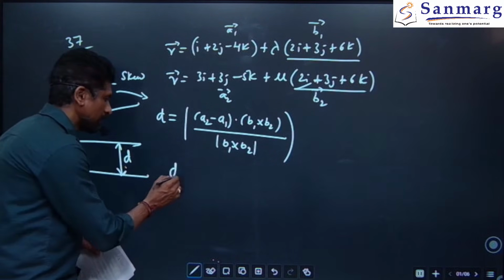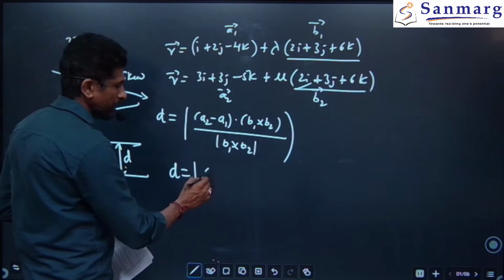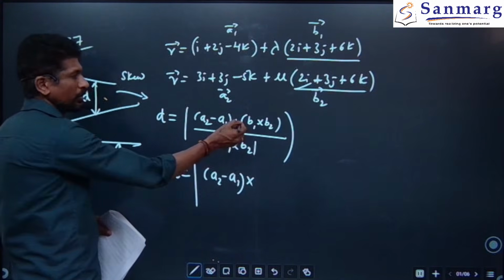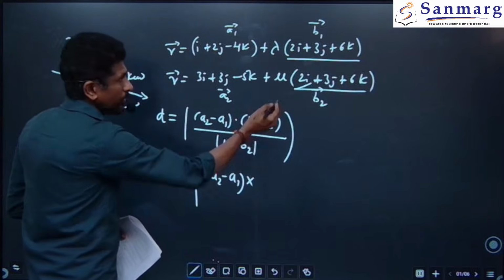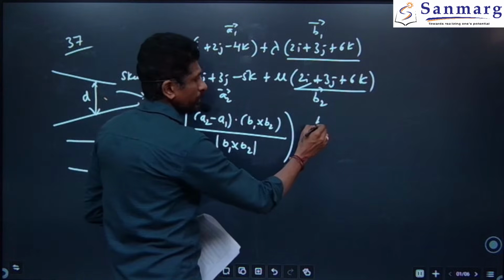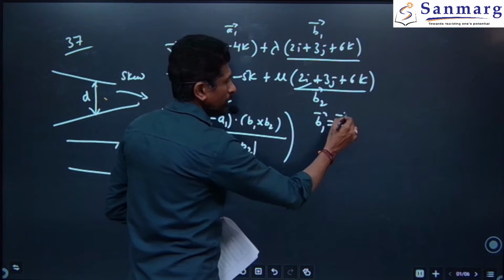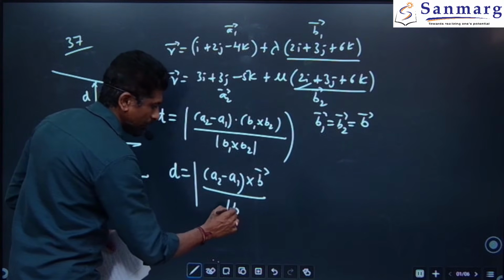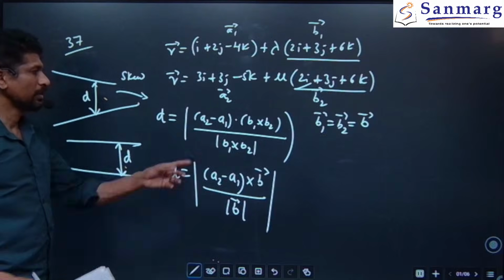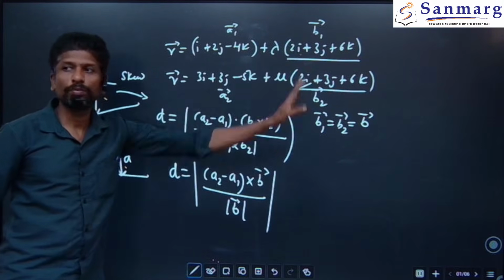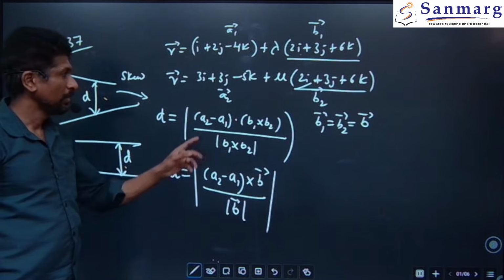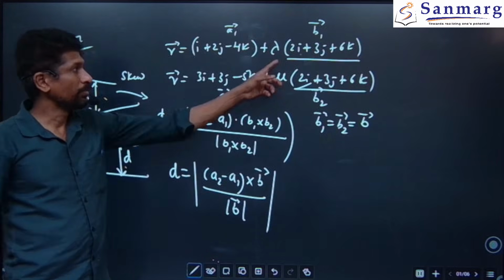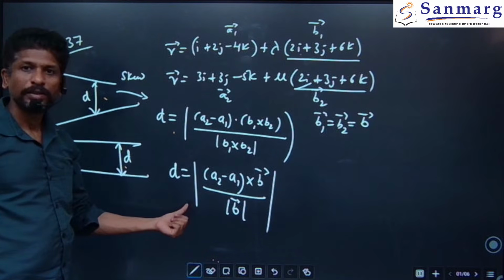But they are asking the distance between two parallel lines now. So again you have to consider a2 minus a1 itself, but here you have to consider a cross product. Here it is a dot product, there it is a cross product, and b1 and b2 are equal here. If b1 is equal to b2 vector, that becomes only the b vector. So here you apply a2 minus a1 cross b, divided by modulus of b. These are two different formulas. Depending on the values of b1 and b2, you have to apply the formula. If b1 and b2 are different, you apply the first formula. If b1 and b2 are equal, you apply the second formula.